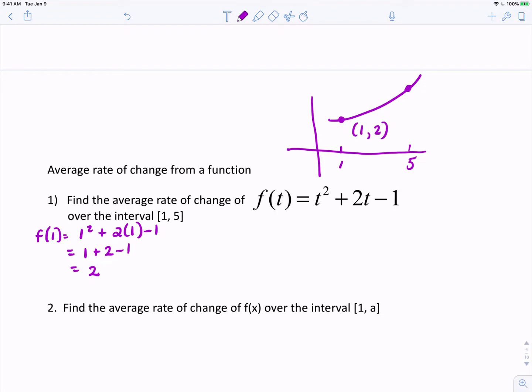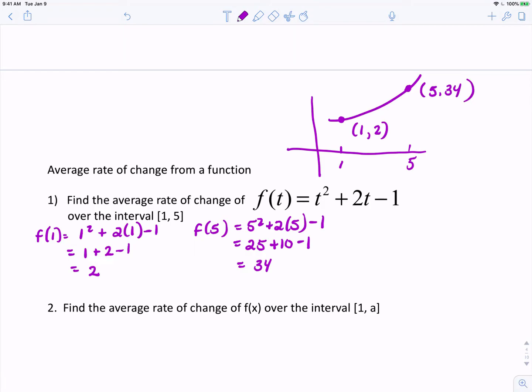Next we'll find out what f of 5 is. So f of 5 is 5 squared plus 2 times 5 minus 1. That's 25 plus 10 minus 1, and that's equal to 34. So our second point is the point 5 comma 34.